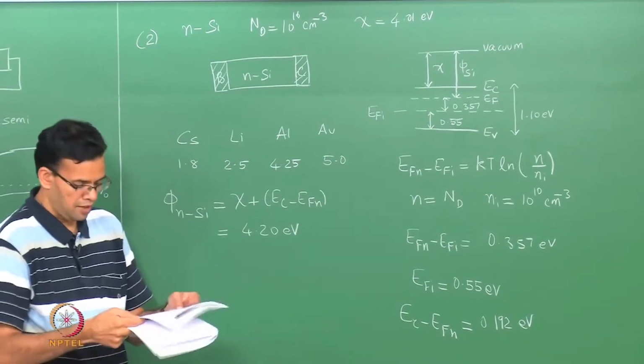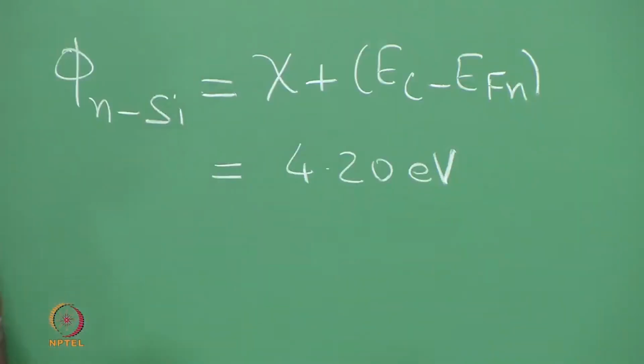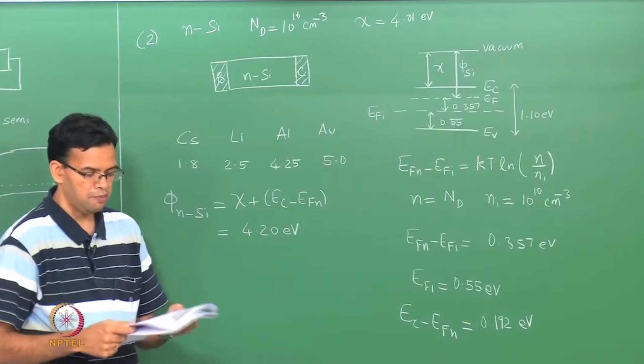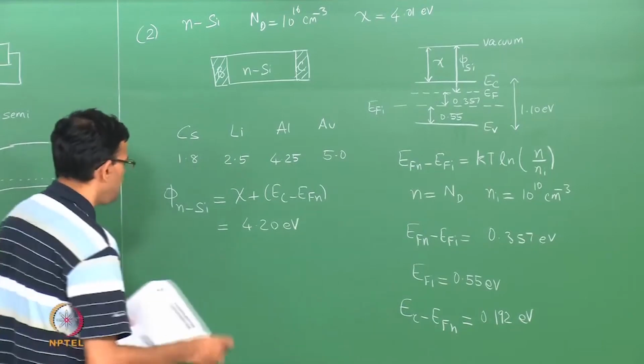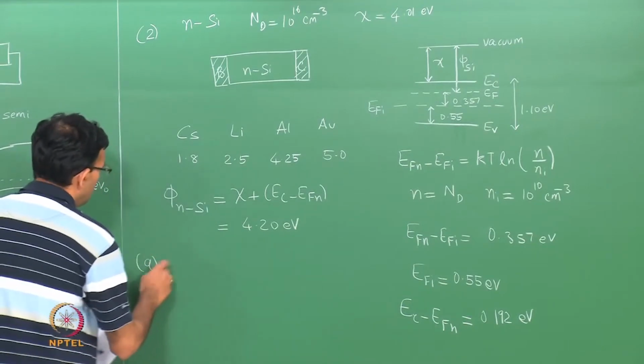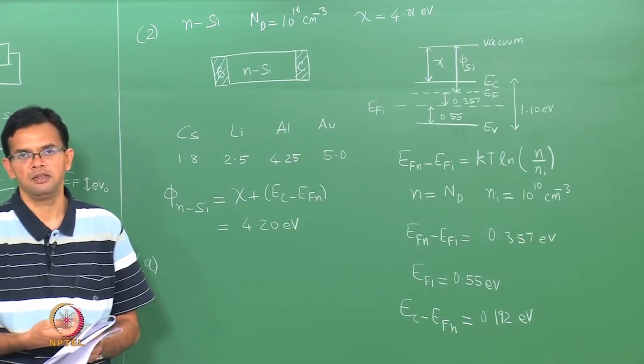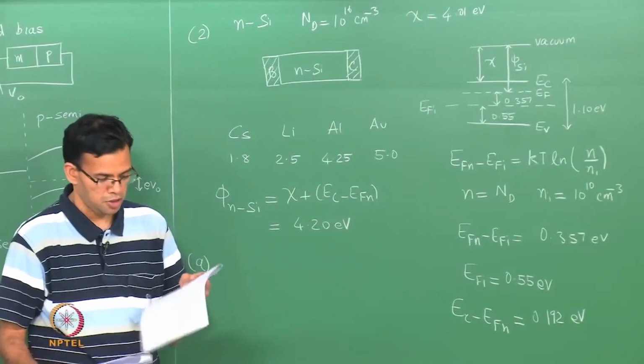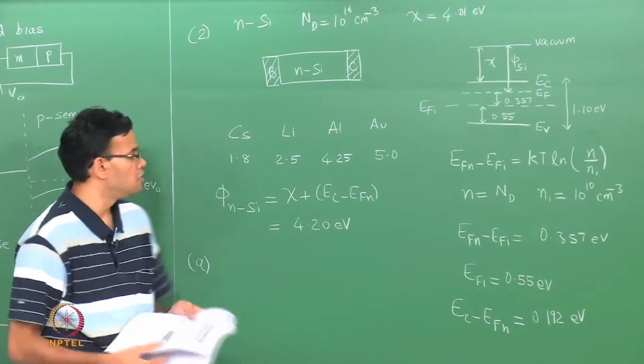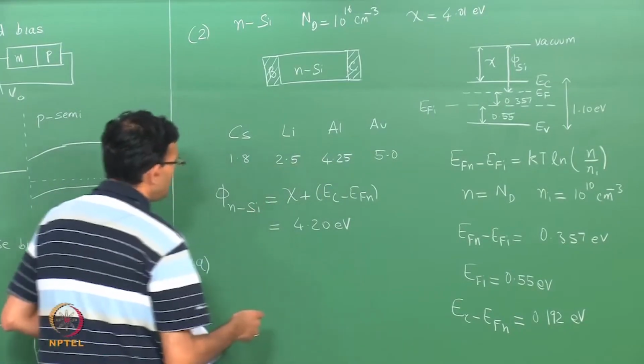So, if you look at the various parts of the question, part A asks which metals will result in a Schottky contact. So, we have a Schottky contact when the work function of the metal is greater than the work function of the semiconductor. So, those are essentially aluminum and gold.